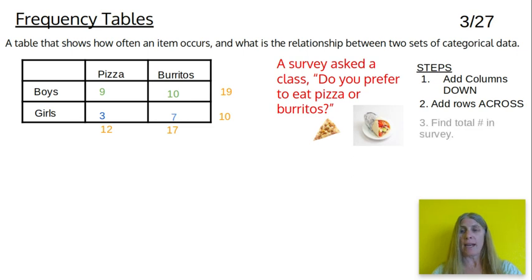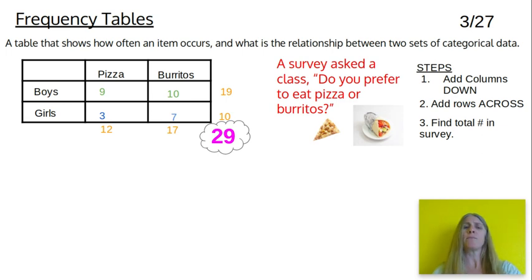And then we're going to find the total number of students that took the survey. There's a whole bunch of ways you can do this. You can add all 4 numbers here, or you can add 12 plus 17, or you can add 19 plus 10. As you can tell, our magic number here is that we had 29 students in my class that day taking the survey of whether they preferred to eat pizza or burritos.